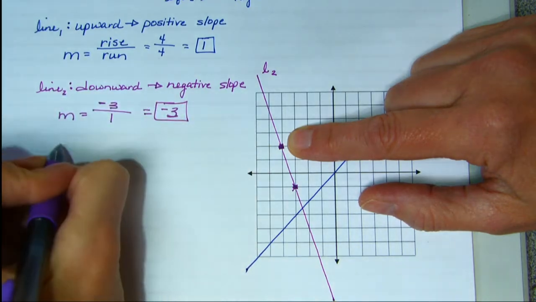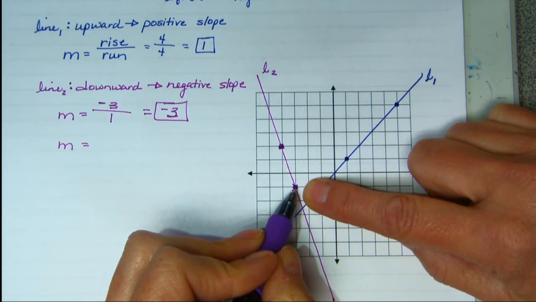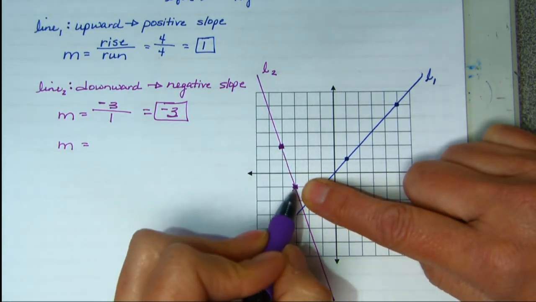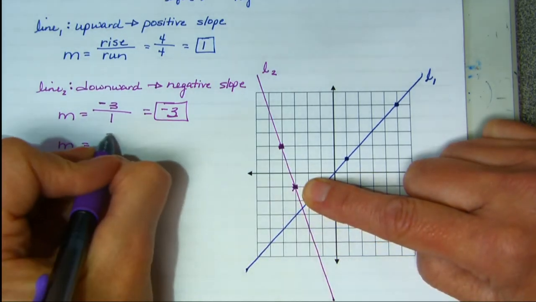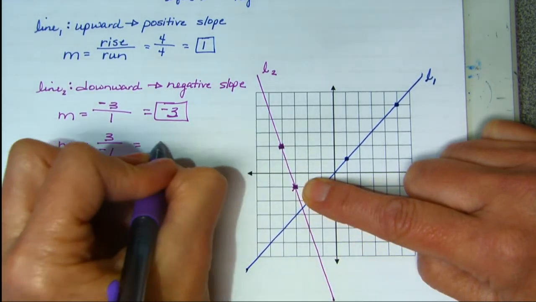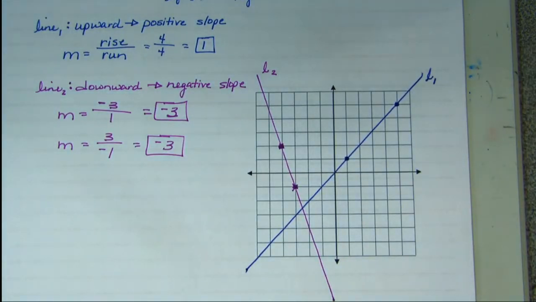Now, let's say that a classmate started here. Would they get a different slope? Well, here's what they would do. If I started at this house and went here, I would go up, or positive, 1, 2, 3 blocks. But then I would go to the left, or -1. And notice they both give me -3. So it doesn't matter which one you start with, you will get the same slope.